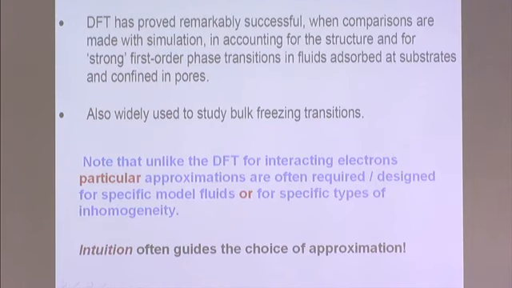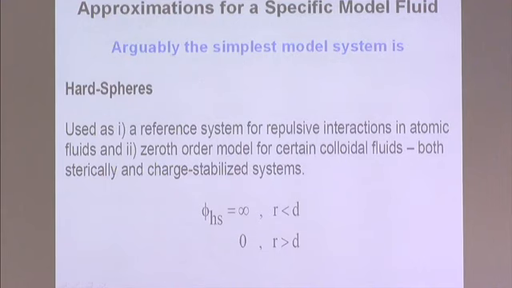This is emphasizing what I've said already. Unlike the electron case from where it comes, where you have only the Coulomb interaction, you really are striving for a single unique functional. Here you have to use some intuition. So now let's move to hard spheres, the simplest possible case. Hard sphere potential, you all know.